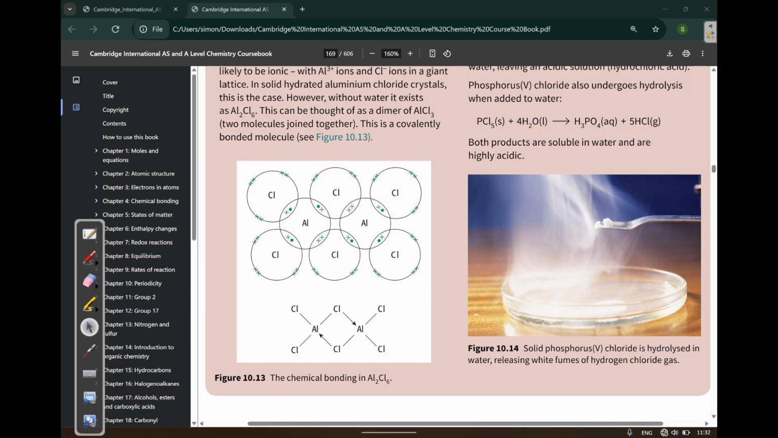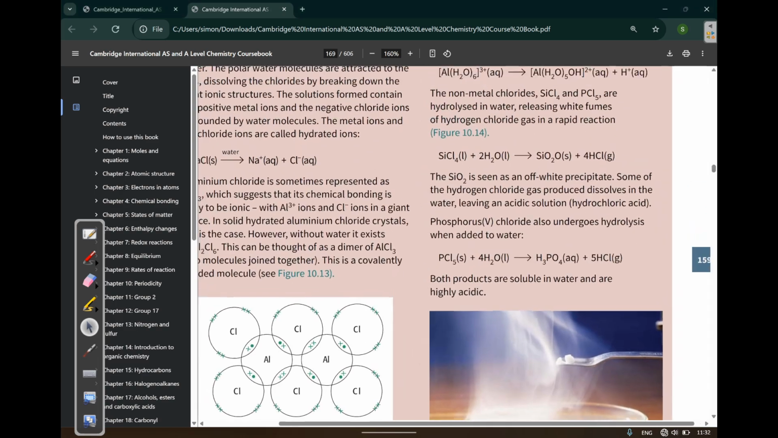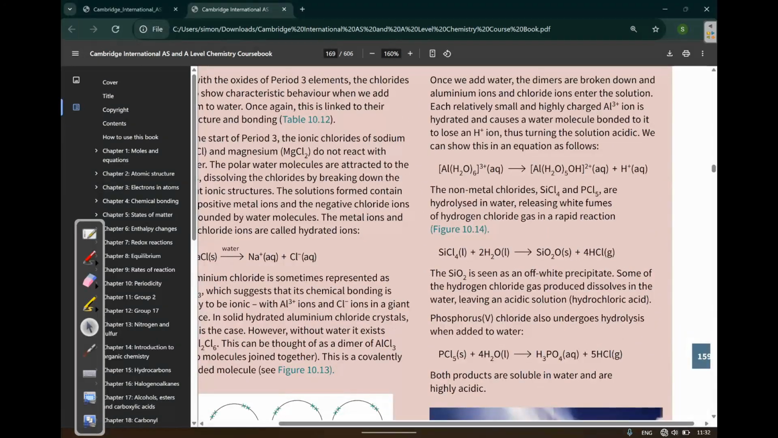Then from there, they are saying that once we add water, the dimers are broken down and the aluminium ions and chloride ions enter the solution. Each relatively small and highly charged aluminium ion is hydrated and causes a water molecule bonded to it to lose a hydrogen ion, thus turning the solution acidic. We can show this in an equation as follows. So here one water molecule is broken down. You have OH and then a hydrogen ion.